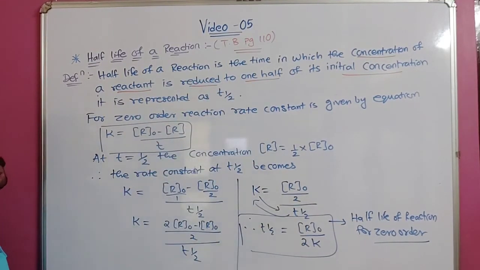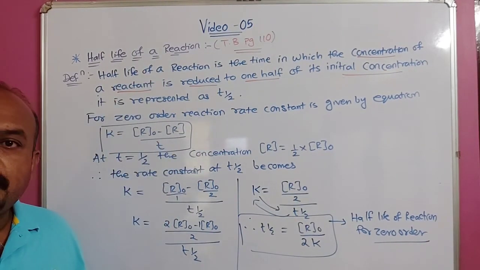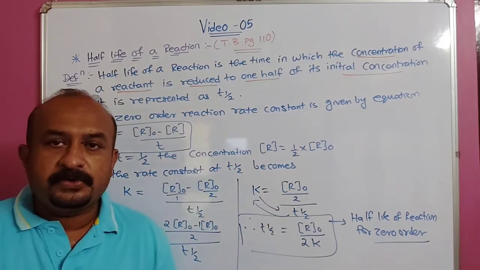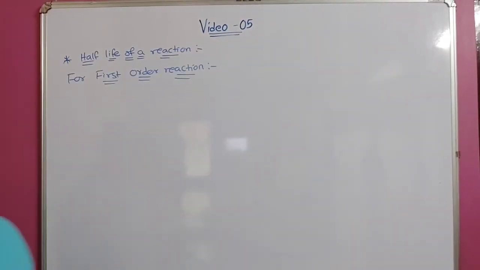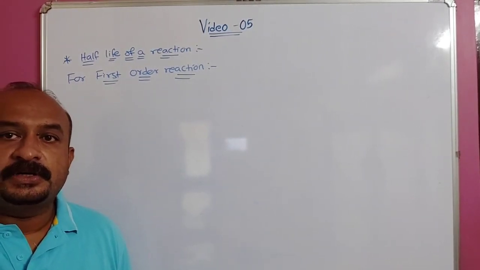So this is the derivation of what we call the half-life of a zero order reaction. Now we will find out for first order. Now half-life of a reaction for first order reaction.